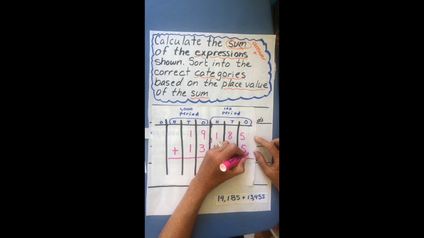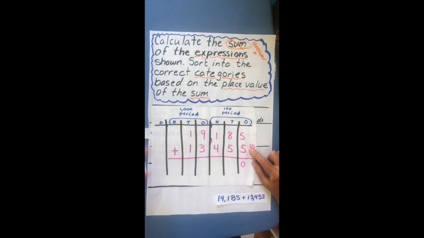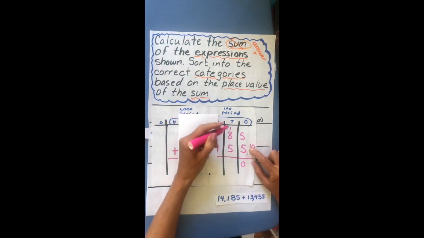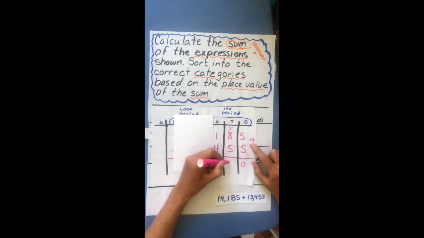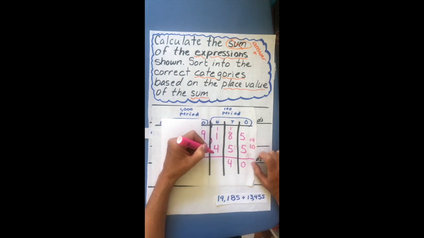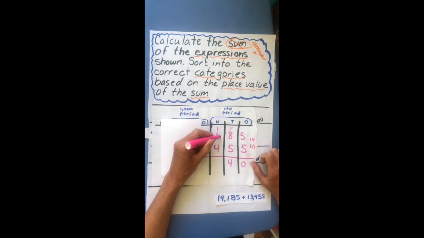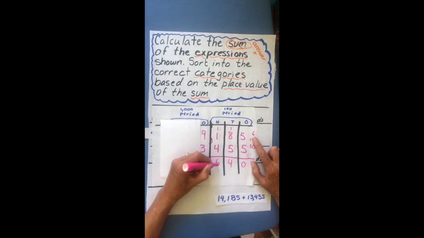So 5, 6, 7, 8, 9, 10. The ones place goes down, the tens place goes up, and I'll use my blockout card if that helps you. Now I'm going to go to the tens house. 8, 9, 10, 11, 12, 13, 14. So the ones place goes down, the tens place goes up. Now I'm in the hundreds house. So 4, 5, 6. There's only one digit, so I know it goes down.